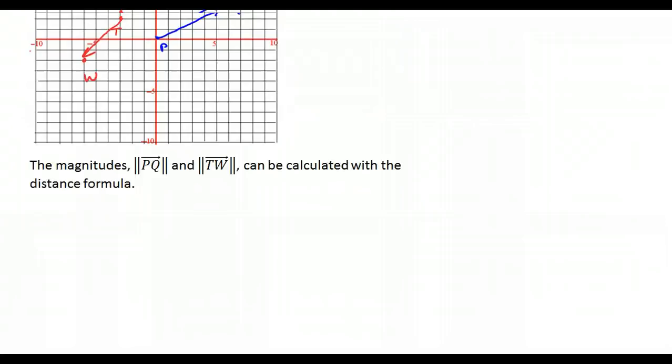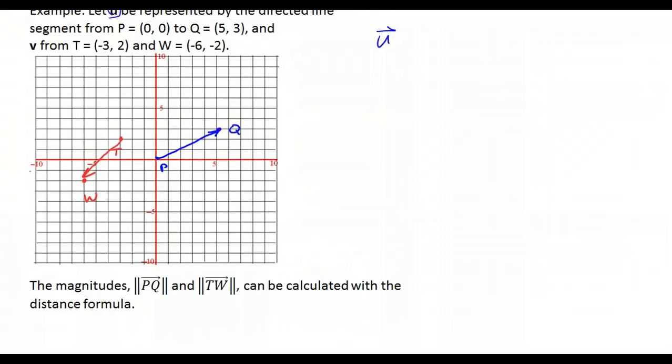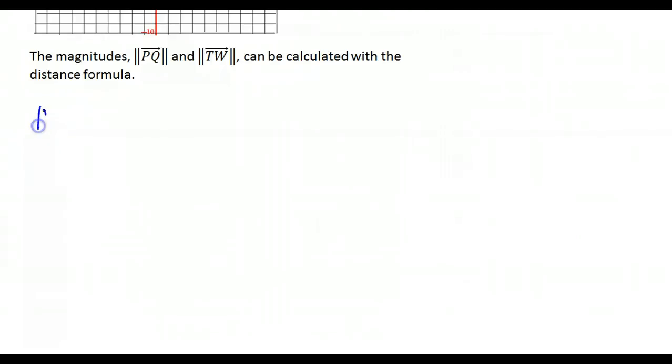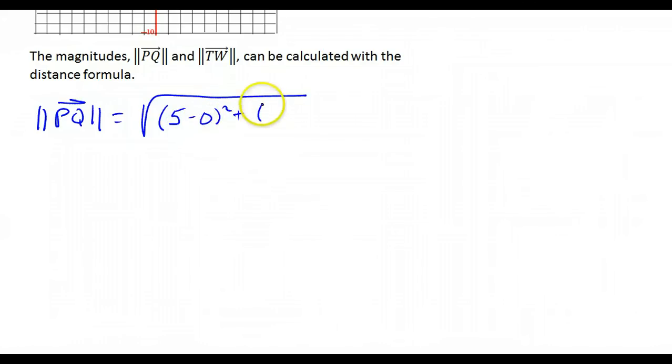Okay, so how do we calculate the magnitudes? Well, we just use the distance formula. So if I want to get the magnitude of PQ, that's what this double absolute value sign looks like. That means the magnitude from P to Q and the magnitude of vector TW. So P goes from 0, 0 to 5, 3. So the magnitude of vector PQ, notice I put the initial point first and the terminal point second, is going to be the square root of 5 minus 0 squared plus 3 minus 0 squared.